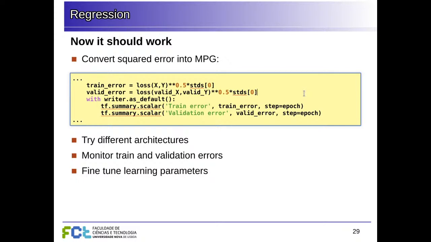So it should be fairly small, around 1 mile per gallon or 2 or something like this. You should get around there. Try different architectures, look at the training and validation errors. You can use Tensorboard for that, and try to play a bit with the parameters to fine-tune this.